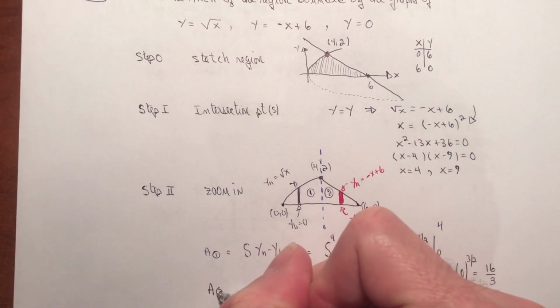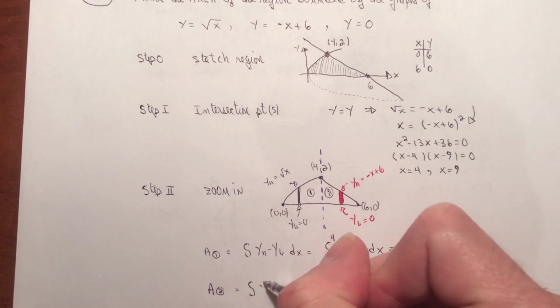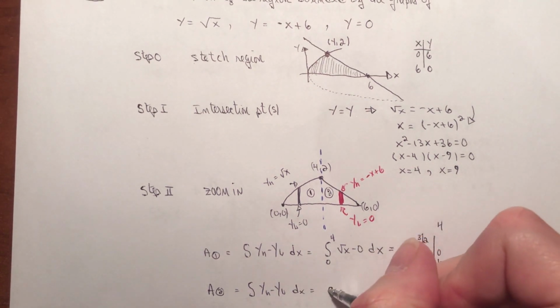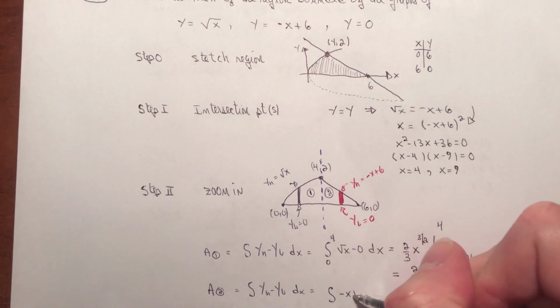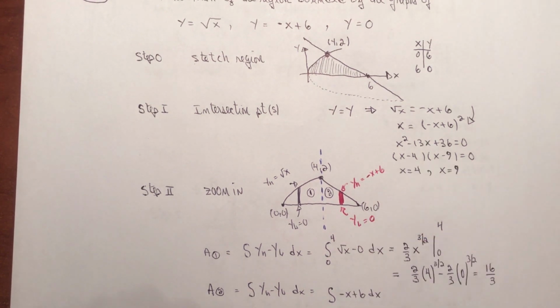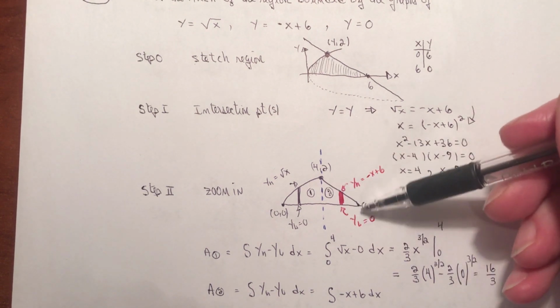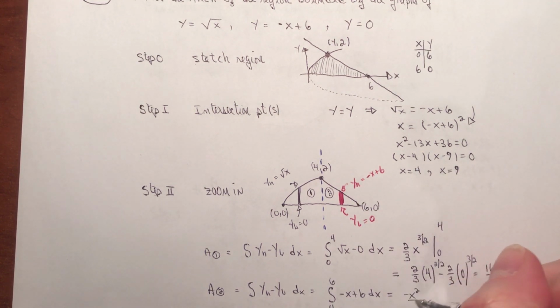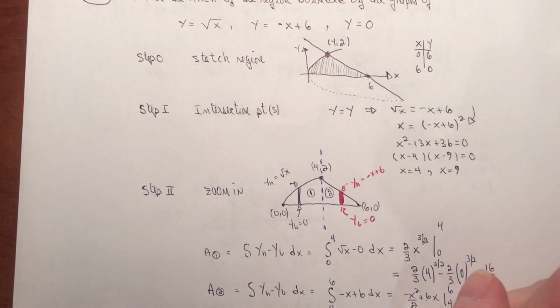The area of the second region is also y high minus y low, but a different y high and the same y low. So this time I'm going to have minus x plus 6 dx. And this region 2 begins when x is 4 and stops when x is 6. So what is that? This is minus x squared over 2 plus 6x between 4 and 6. What will this be? Let's put in the 6, so that's minus 18 plus 36. Let's put in the 4. That's minus 8 plus 24.